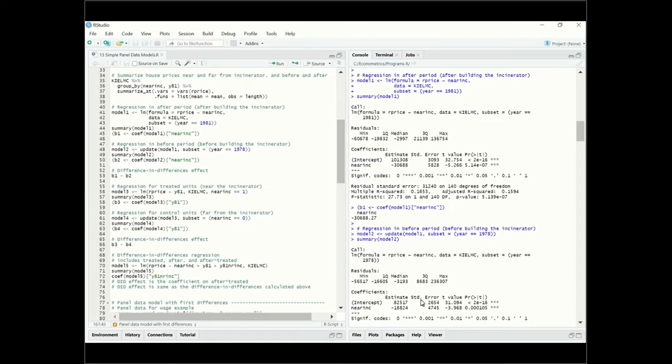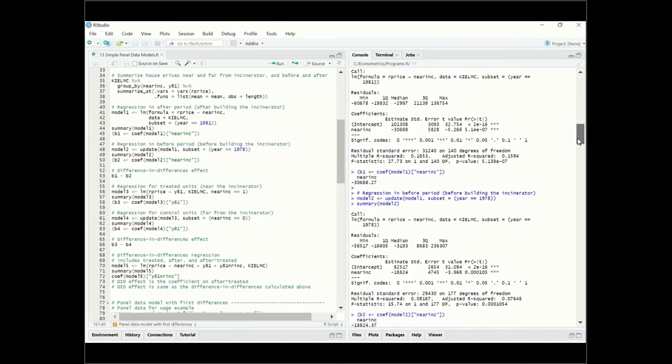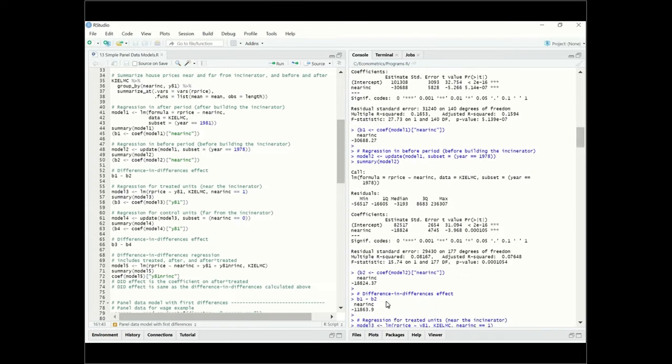Now, if we record these two coefficients, B1 on this model and B2, and we take the difference between them, we get minus $11,000, minus $12,000. So this is the difference in differences effect.